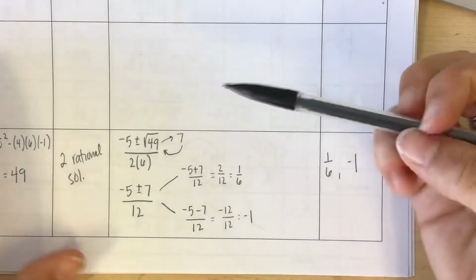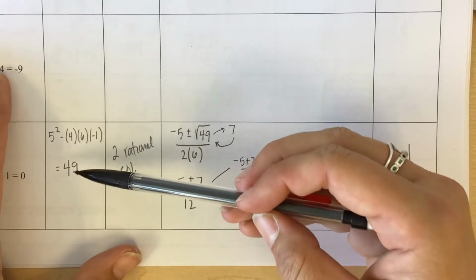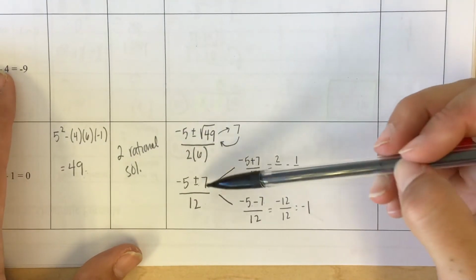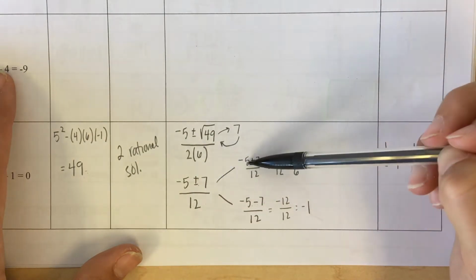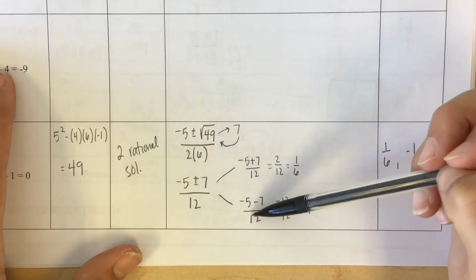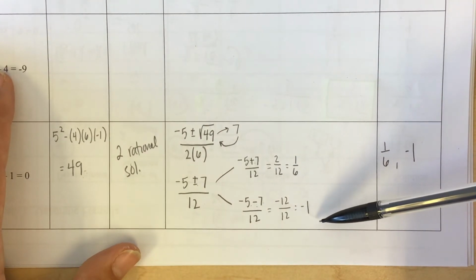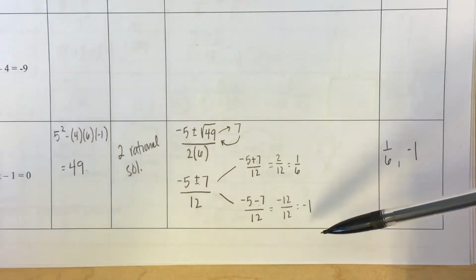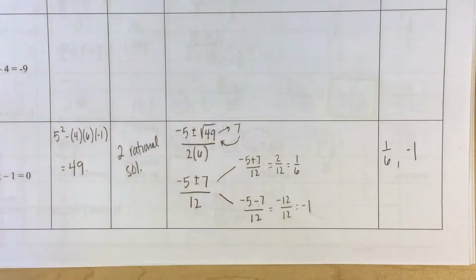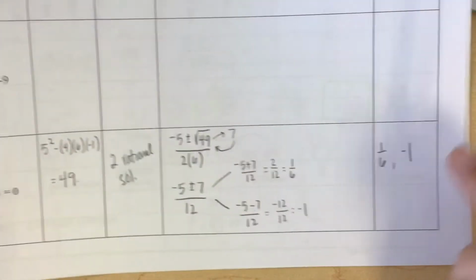Okay? Again, if you know that your discriminant is a perfect square, know that you're going to have to get down to here and you're going to have to split it into the plus and split it down here into the minus and keep solving and simplifying until you get down to your final answer. Okay, so that's what 2 rational solutions look like. All right, one more example for you. Let's flip on over to number 8.